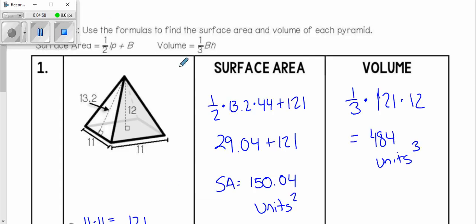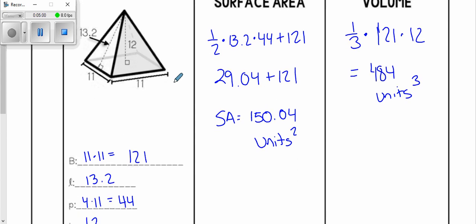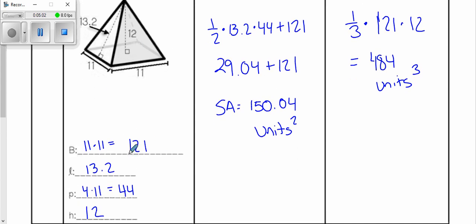Okay. This first one has an area of the base of 121, a slant height of 13.2, which, hint, is the hypotenuse of a right triangle that goes to the center of this square. The perimeter of the base is 44, and the height of this square pyramid is 12. That means the surface area should be 150.04, and the volume should be 484.